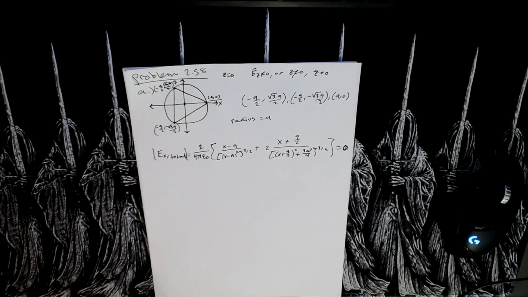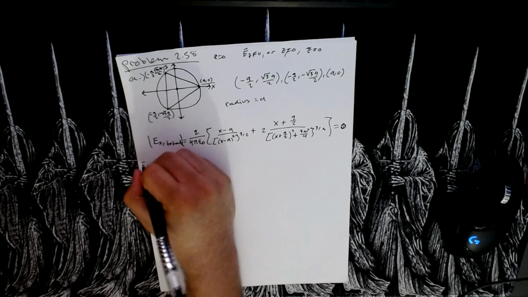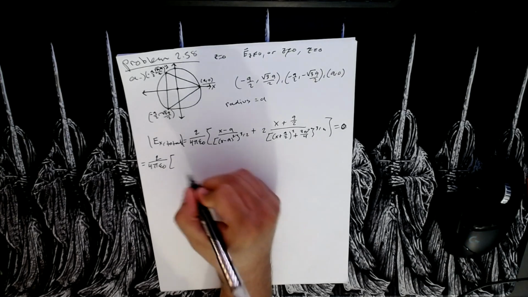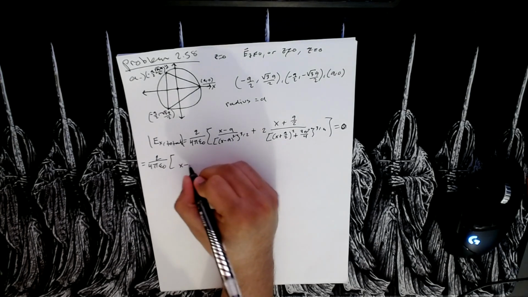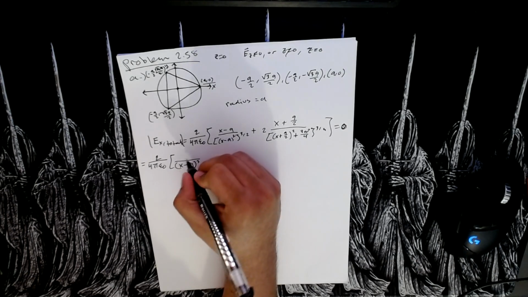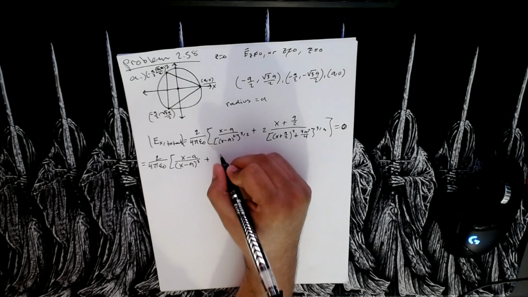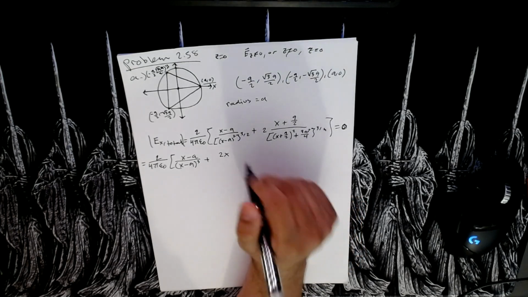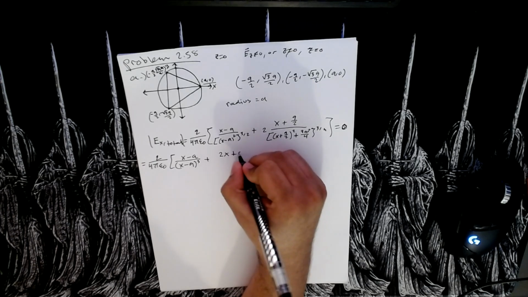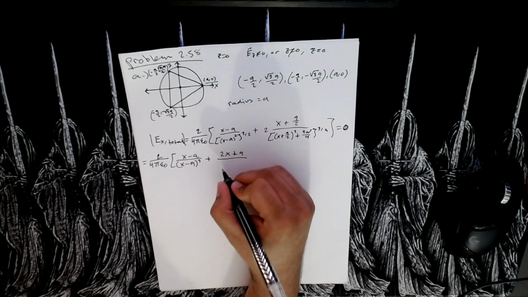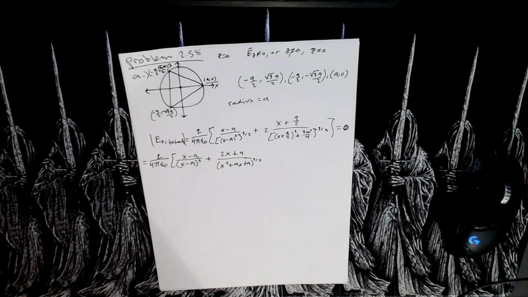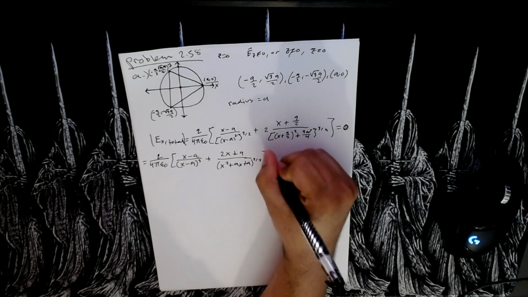We could simplify it a little further. So it'll be q over 4 pi epsilon naught, and (x minus a) over the (x minus a) to the third, plus 2x plus a, and I'm going to have (x squared plus ax plus a) to the 3/2. It'll equal 0.